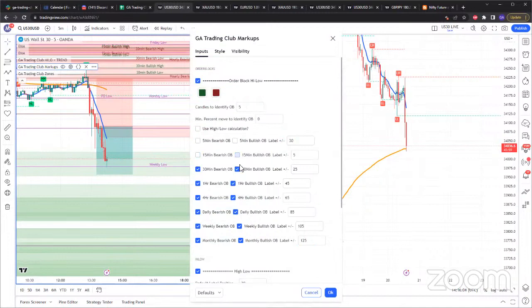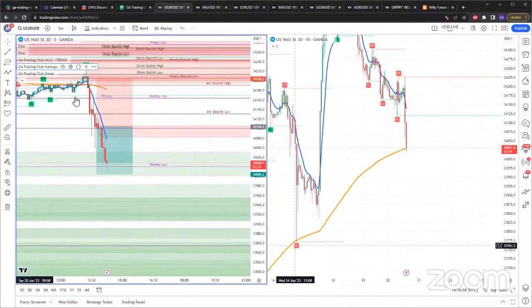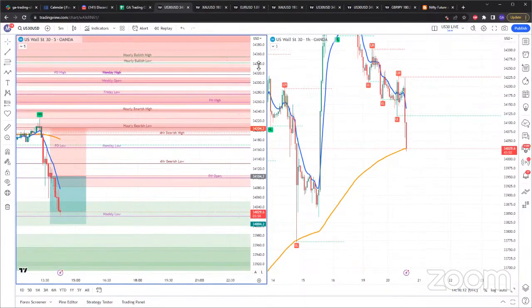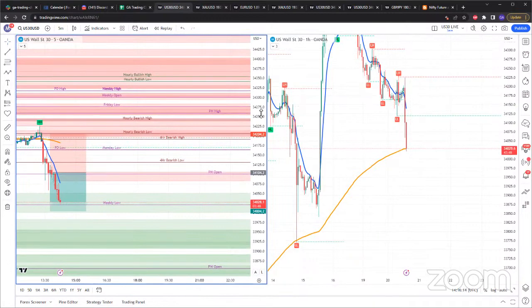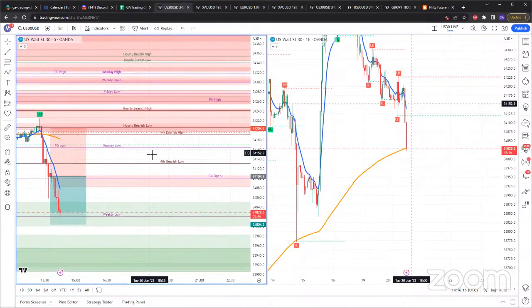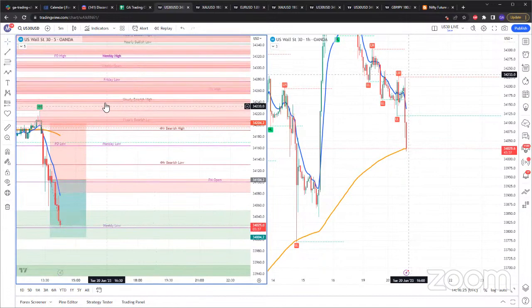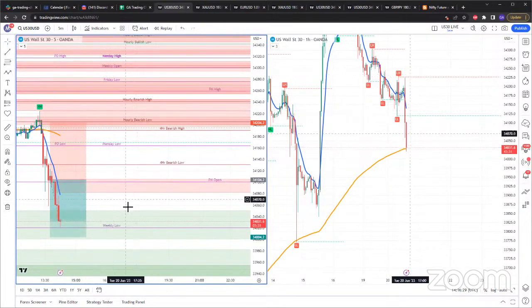Let me turn off this. So if you can learn to just trade with the hourly, the reason I leave the 15-minute and the 30-minute order blocks on the chart, even though I don't trade them by themselves, is that sometimes you'll have an hourly bearish high, then a 30-minute bearish high, and then a 15-minute bearish high. So that just builds a bunch of confluence, if that makes sense.